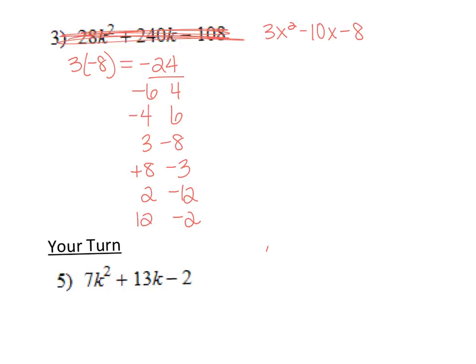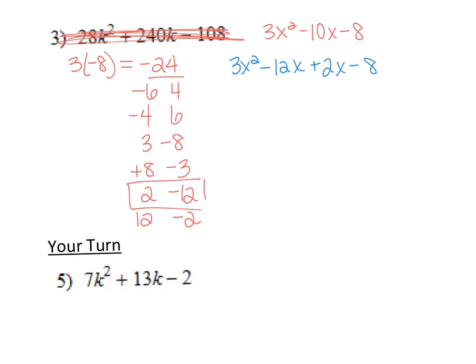What ones work for negative 10? What ones add up to negative 10? It's 2 and negative 12. So since those add up to negative 10, I'm going to use those to split up my equation. I'm going to have 3x squared minus 12x plus 2x minus 8.